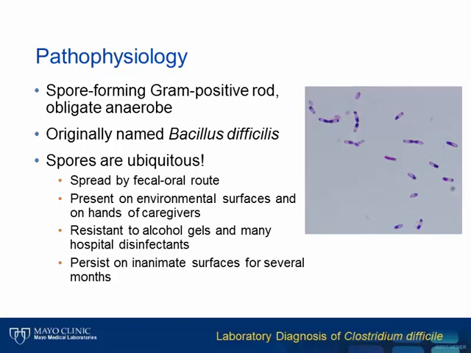In hospitals, spores are present on many environmental surfaces, such as commodes and bed curtains, and on the hands of caregivers. They have even been found in pet animals, but there has been no evidence to date of zoonotic transmission from animals to humans. The spores are resistant to alcohol gels and many hospital disinfectants, and can persist on inanimate surfaces for several months if inadequately cleaned.